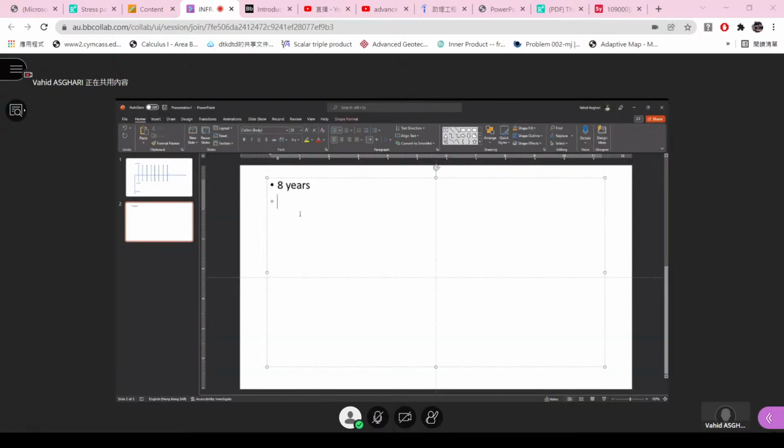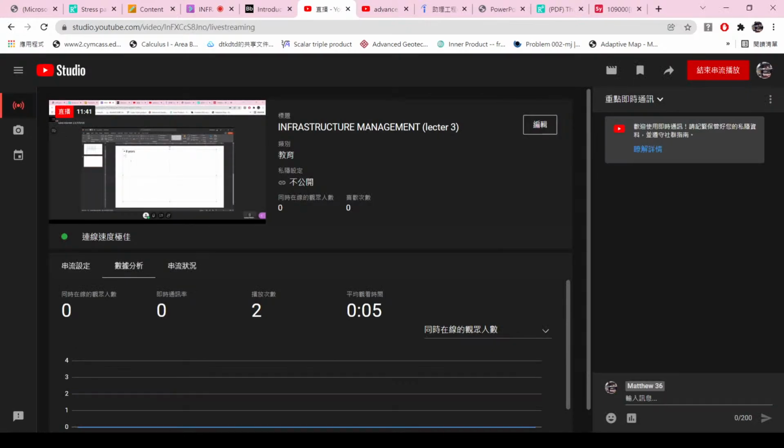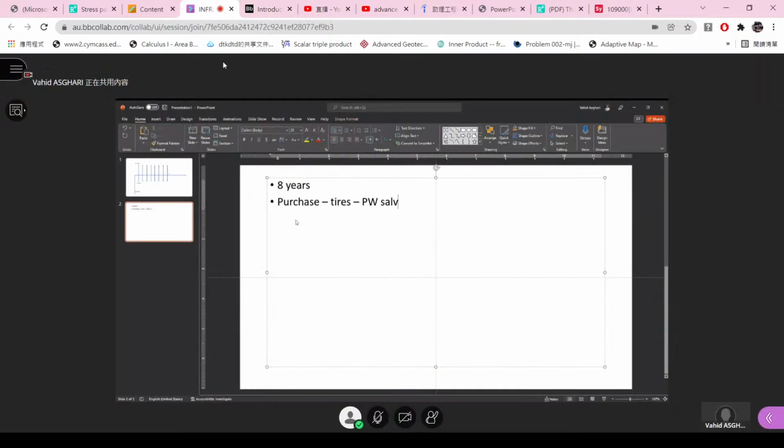And the purchase is about $1,200,000. So the first step is finding how much we should pay for the machine itself. So it will be the purchase minus tires minus the present value, present worth of the salvage value, right? This is the first one.